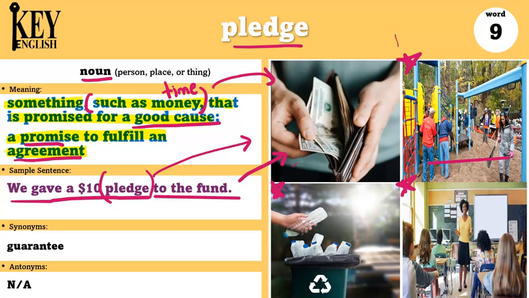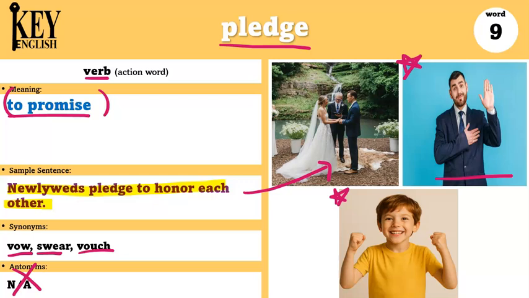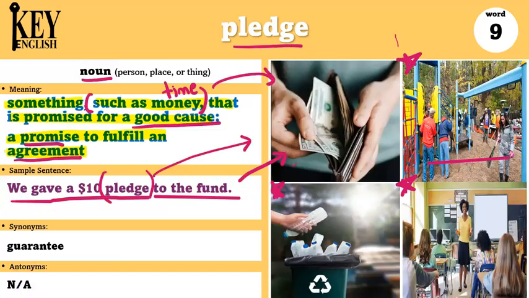And I can also say, the teacher made a pledge to always be kind to her classmates. So the meaning is very similar. It's still a promise. It's just here it's being used as a verb. Someone pledged something. Whereas here it's being used as a noun. Now the pledge is the thing. It's not an action.